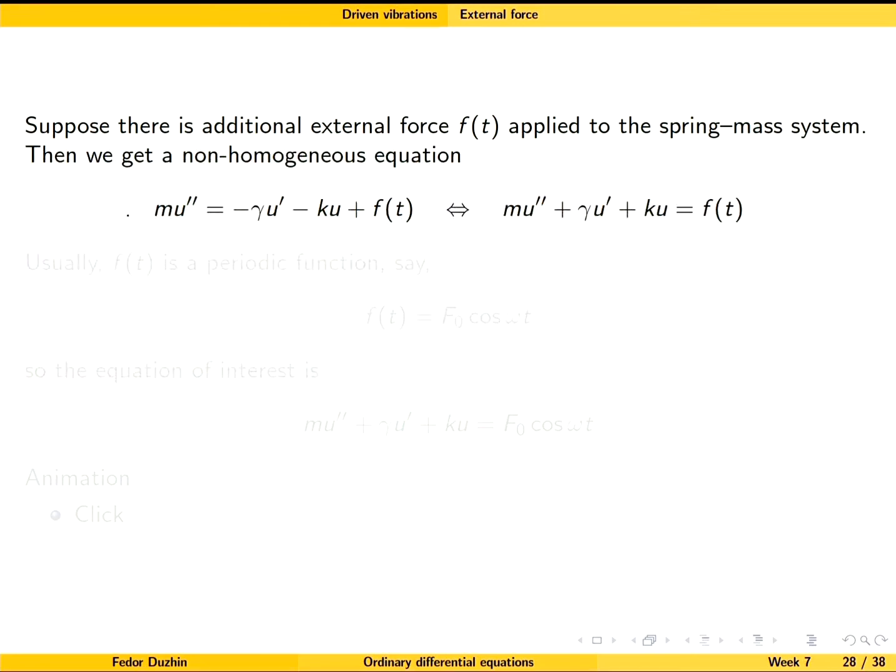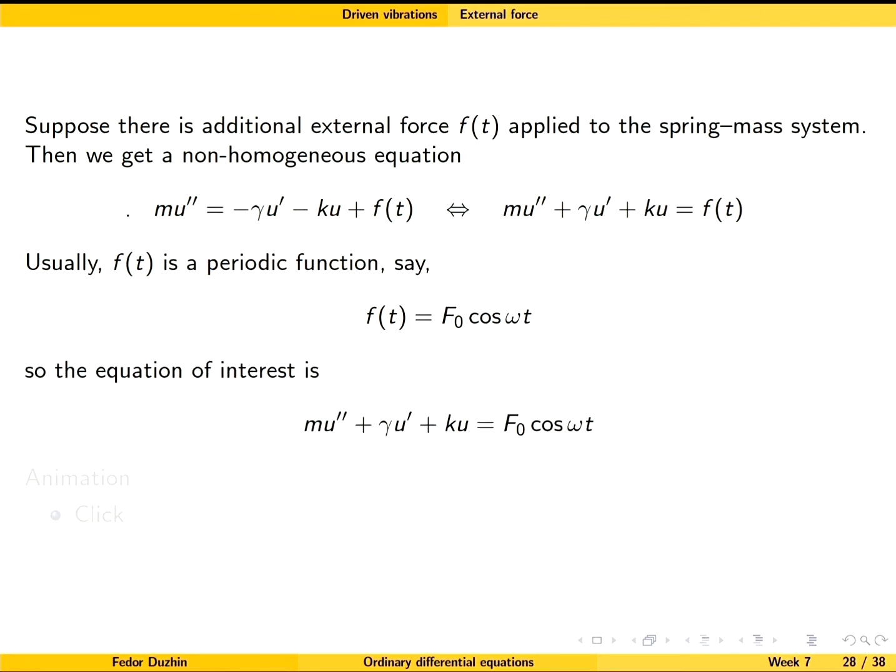Now let's look at the case when it's not just free oscillations, but there is an additional external force applied to the spring mass system. Usually this external force is a periodic function. For example, it can be like cosine of omega t, and the differential equation that we are going to get is like this. The left hand side is still the old one, but the right hand side, now instead of 0, we are going to get this external force.